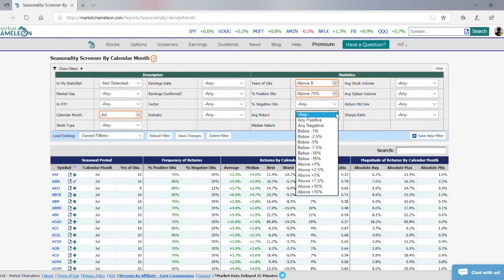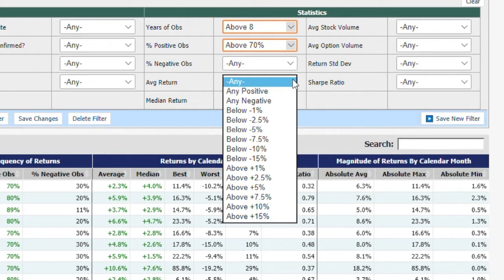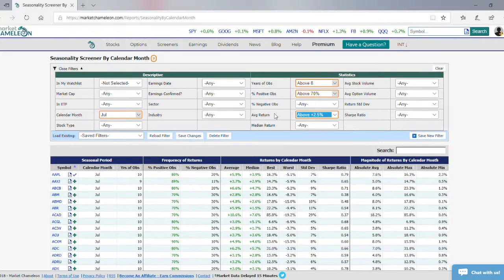I'm also looking for positive average returns over that period. So I'm going to set that floor to at least 2.5% or more. This is saying that over the course of 10 years, or 8 years at least, the average return in the July calendar month has been on average 2.5% or more.